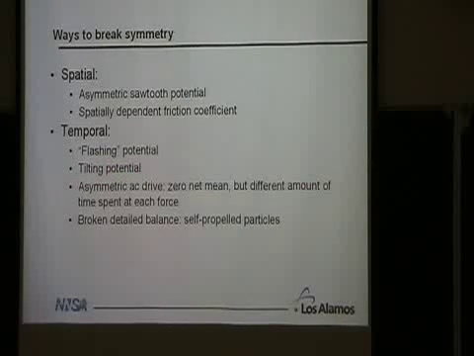The tilting potential is the one that you're kind of most familiar with. If you just drive your particles back and forth over your potential, or you can think of it as tipping your potential back and forth, that breaks the temporal symmetry also. This is a variation on the tilting potential. You could have an asymmetric AC drive. It has zero net mean force, but you spend different amounts of time at each force. So suppose you spend a long time at a very low force in one direction, and a short time at a very large force in the opposite direction, so that the integral under the whole thing is zero. This can also give you a ratcheting effect.